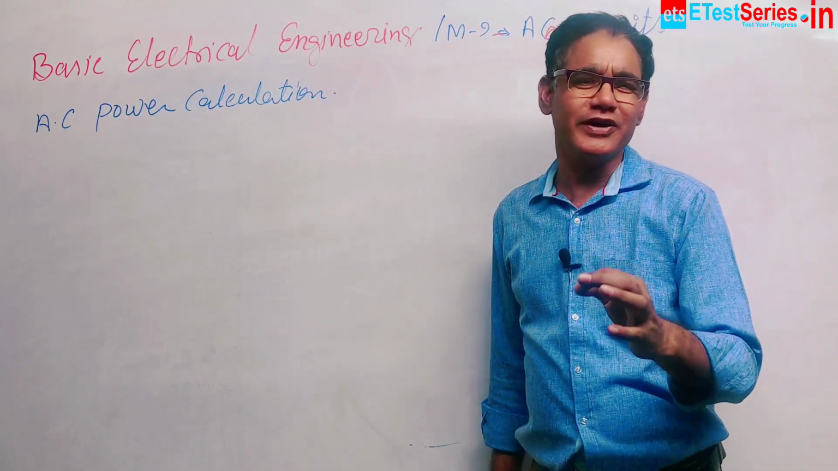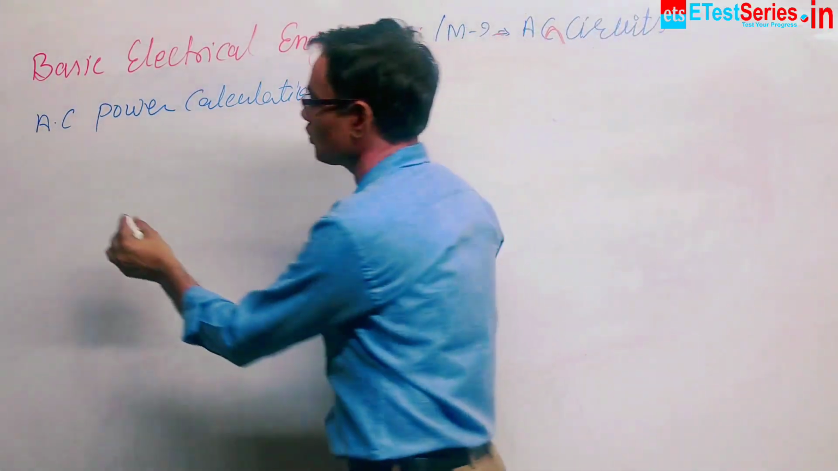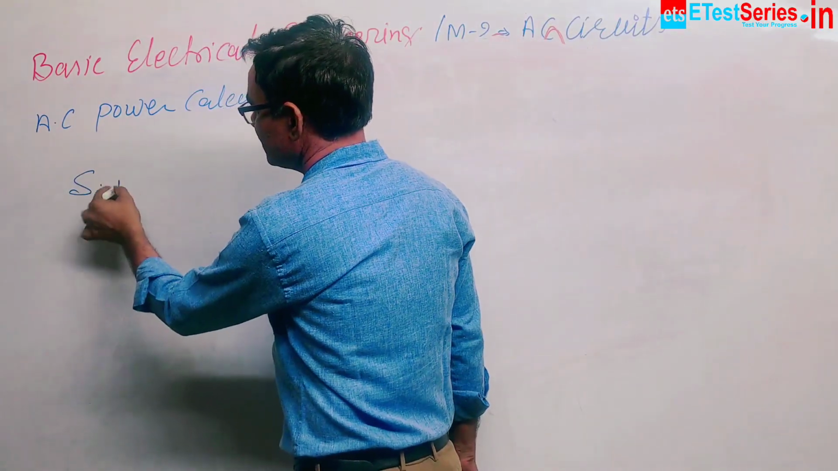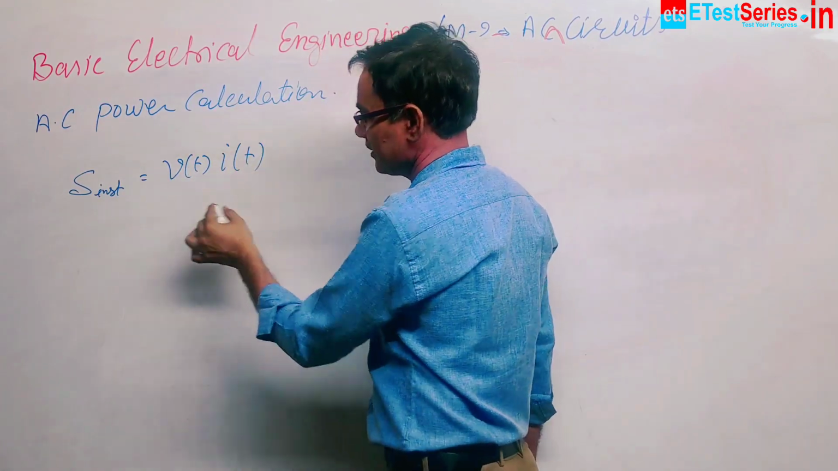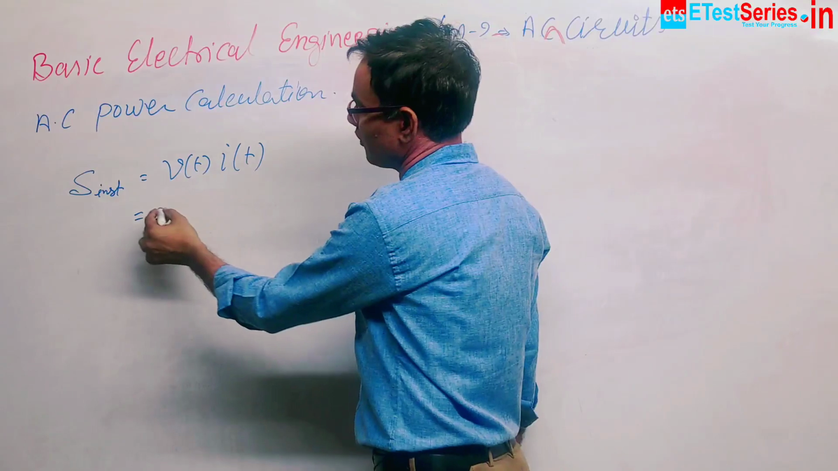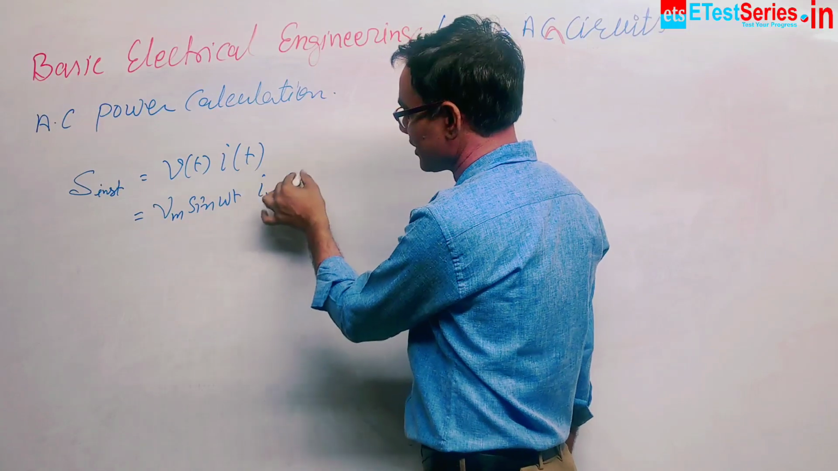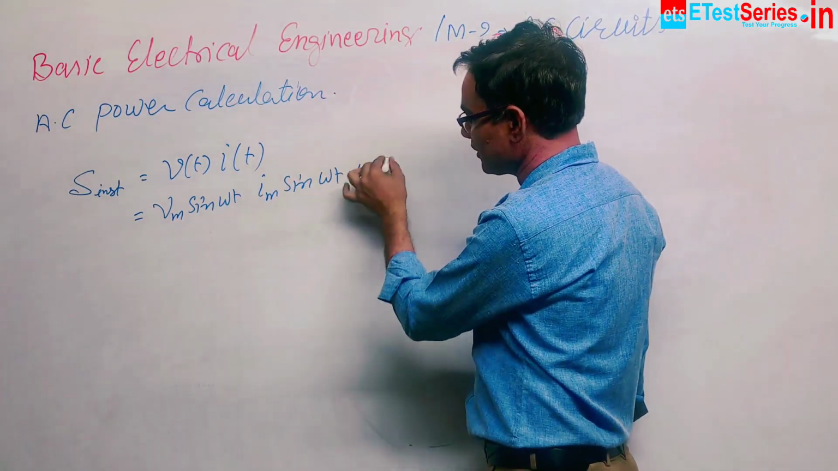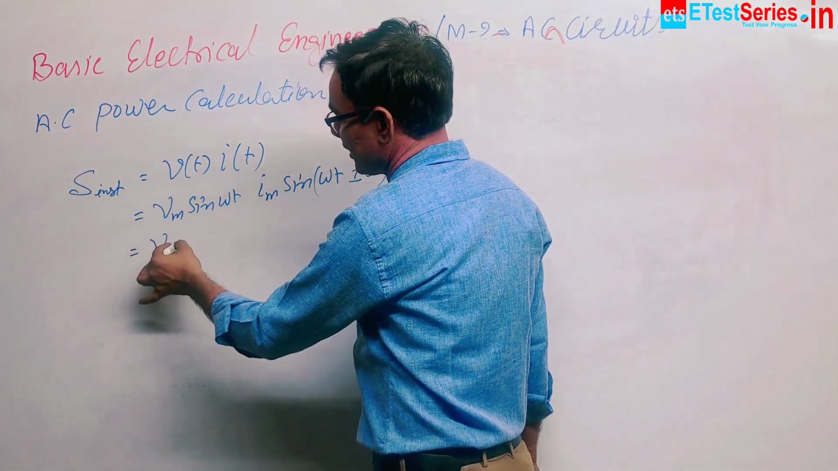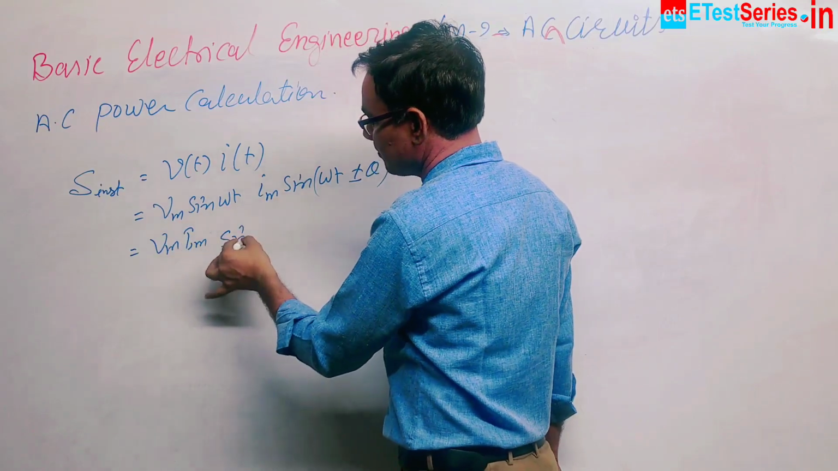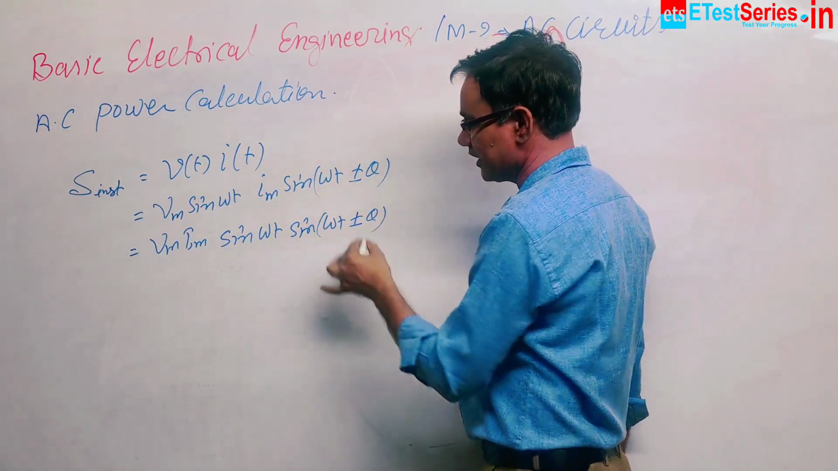Okay, so we are calculating the AC power. How is the AC power calculated? That is the instant power. If you want to calculate the instant power, that is the instant value of the voltage at any time t, and the instant value of the current. So the voltage is equal to Vm sin of omega t, and the current is equal to Im sin of omega t plus minus theta. Whether it is plus or minus depends upon the circuit components. So it comes out Vm Im sin of omega t into sin of omega t plus minus theta.